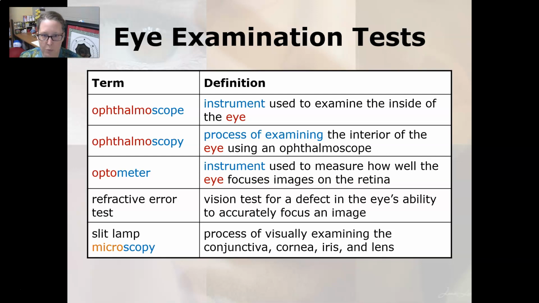An ophthalmoscope is an instrument that is used to examine the inside of the eye. And ophthalmoscopy is the process of examining the interior of the eye using an ophthalmoscope. An optometer is an instrument that is used to measure how well the eye focuses images on the retina. Refractive error test is a vision test for a defect in the eye's ability to accurately focus an image. A slit lamp microscopy is a process of visually examining the conjunctiva, cornea, iris, and lens.